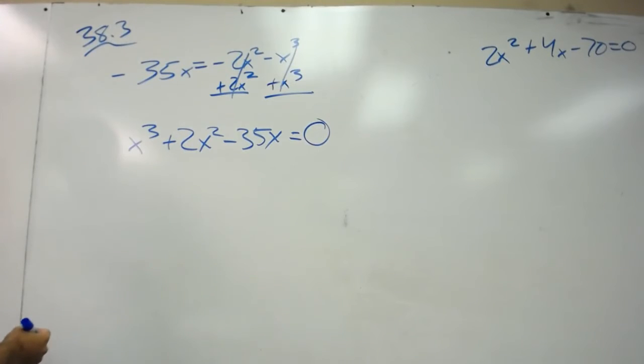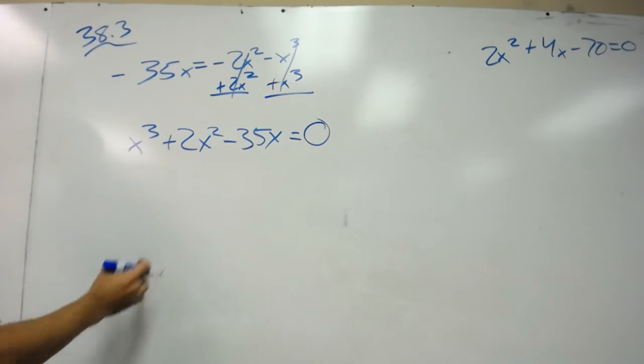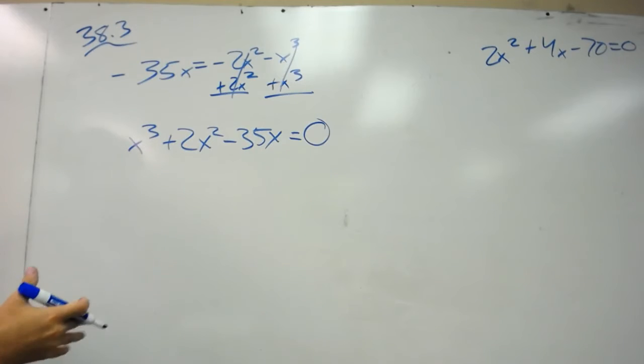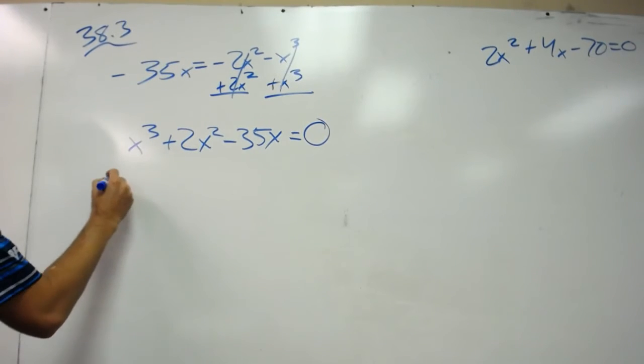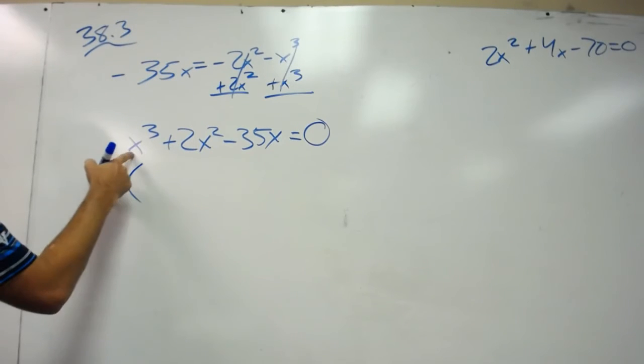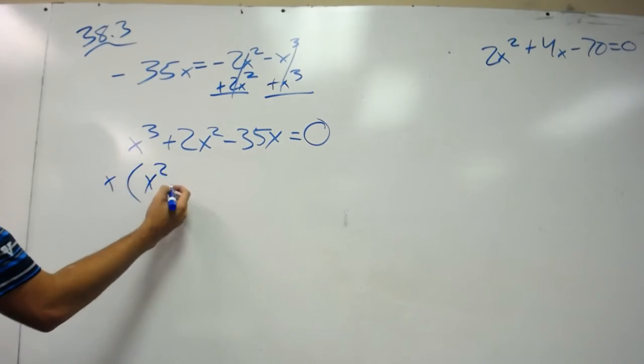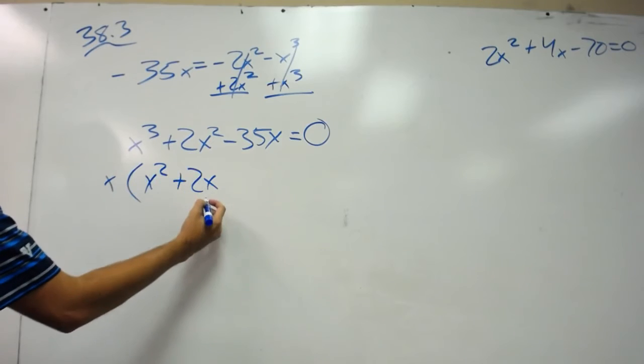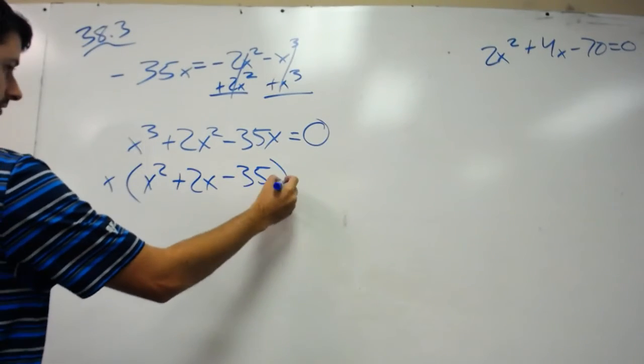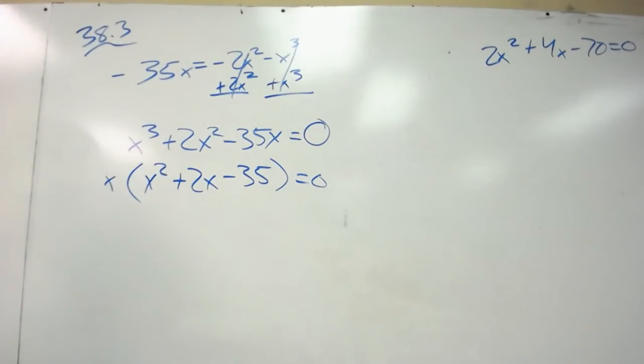From here, when we factor, they all have an x, so we can do a little factoring before we do the double parentheses factoring. We can take the x out and be left with x squared plus 2x minus 35. That'll equal 0.